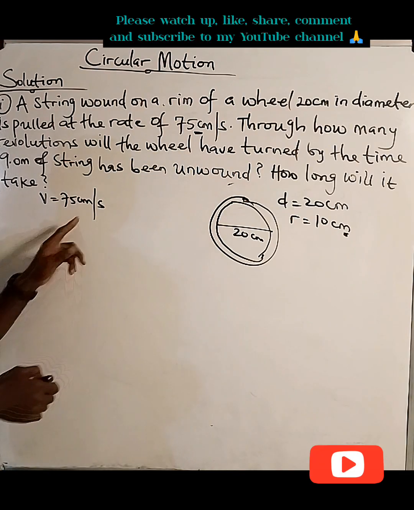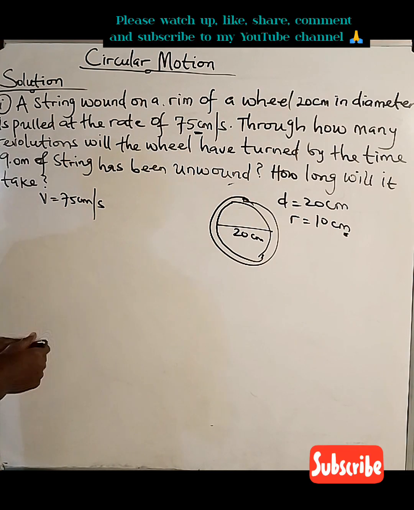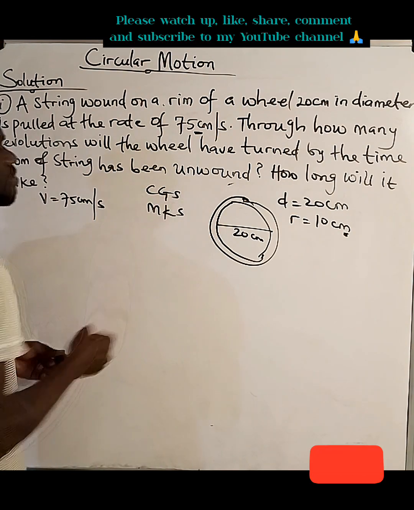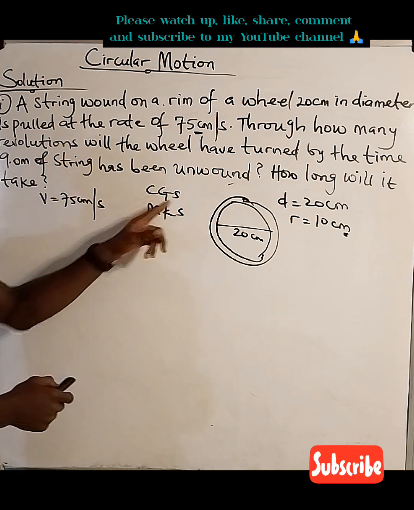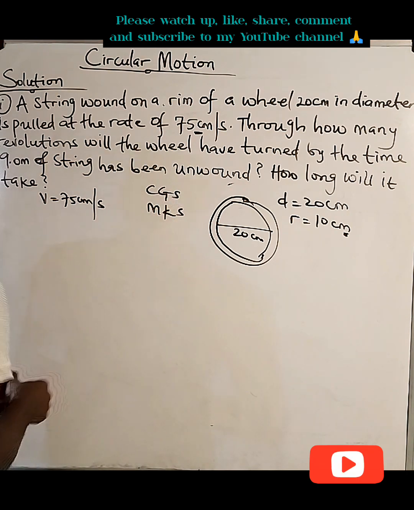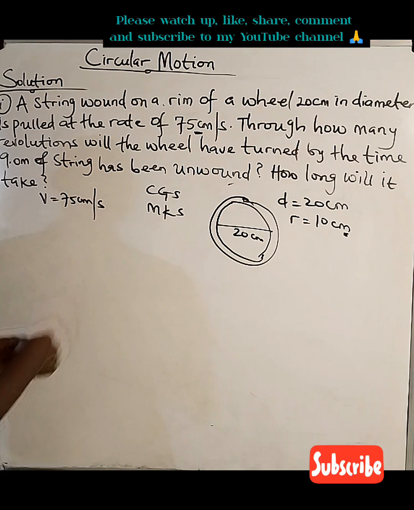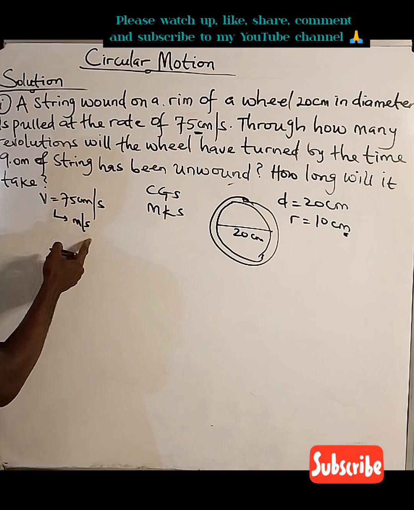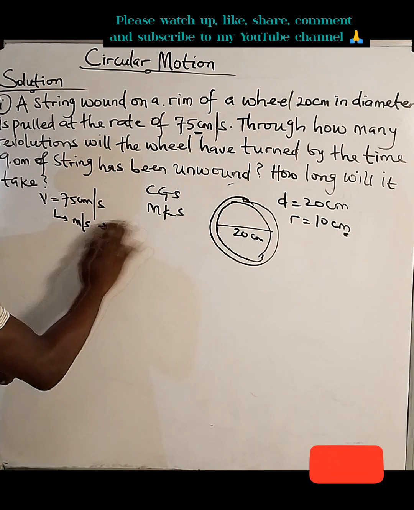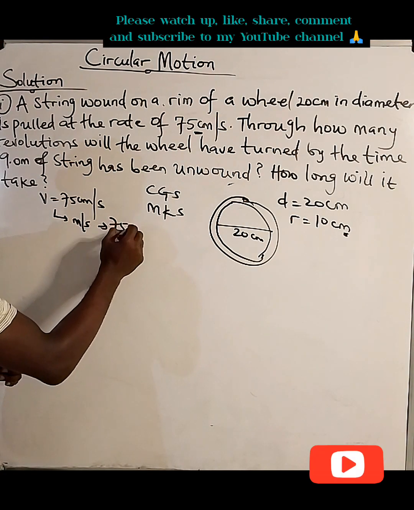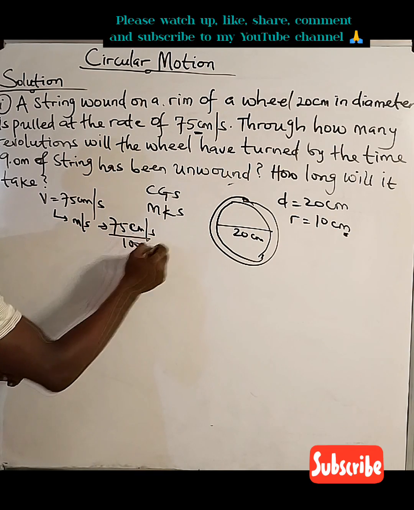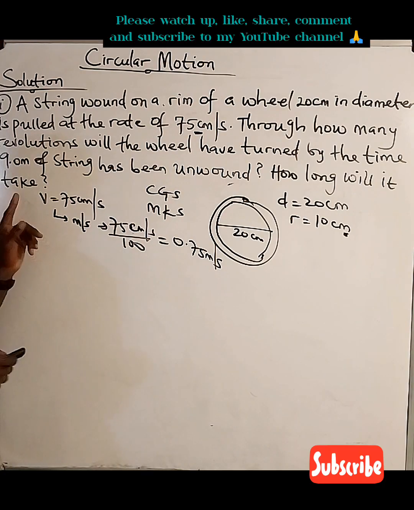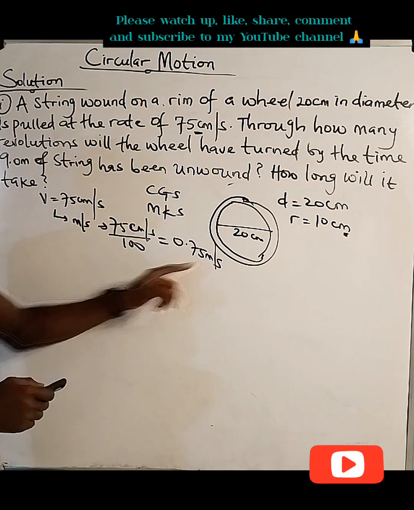As you can see, this should be meter per second, because we have a major system known as the CGS system and the MKS system, that is centimeter, gram, second and meter, gram, second. For the fact that we have centimeter per second, let's just convert it directly to meter per second. 100 centimeter make 1 meter, so that will be 75 centimeter per second divided by 100. That gives us 0.75 meter per second. So we have our linear or tangential speed already as 0.75 meter per second.